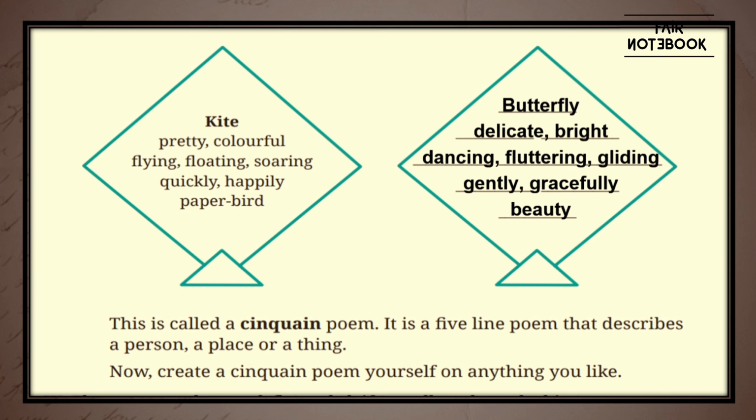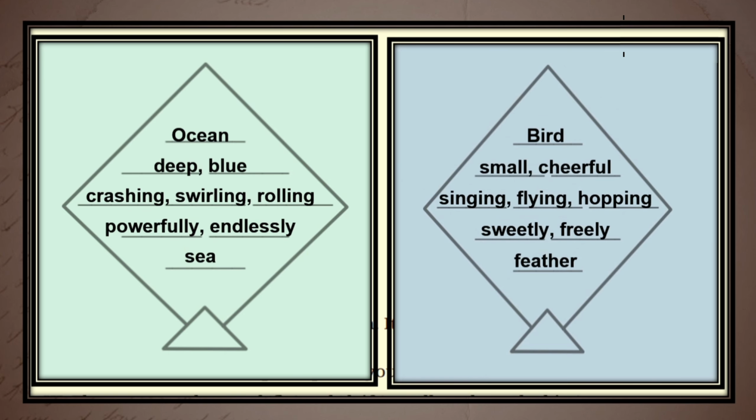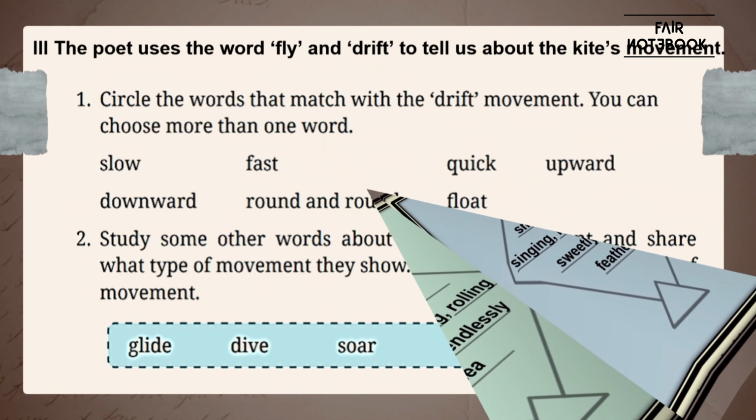Butterfly, delicate, bright, dancing, fluttering, gliding, gently, gracefully, beauty. Another example: ocean, deep blue, crashing, swirling, rolling, powerfully, endlessly, sea. Next example: bird, small, cheerful, singing, flying, hopping, sweetly, freely, feather.